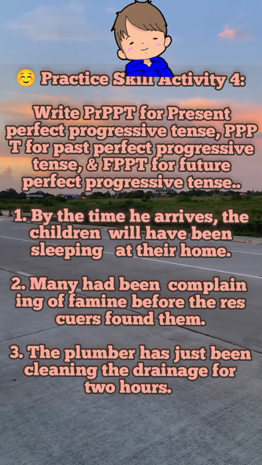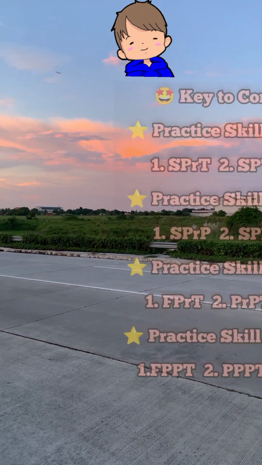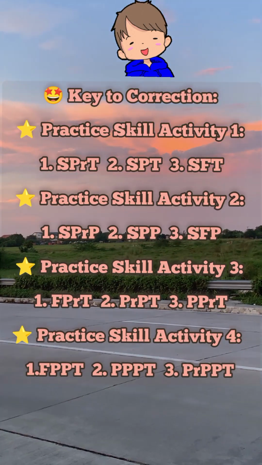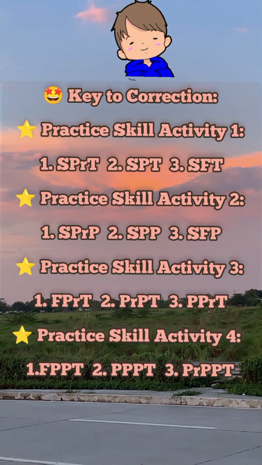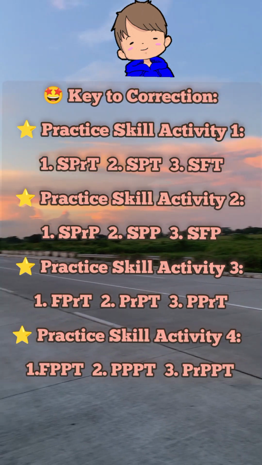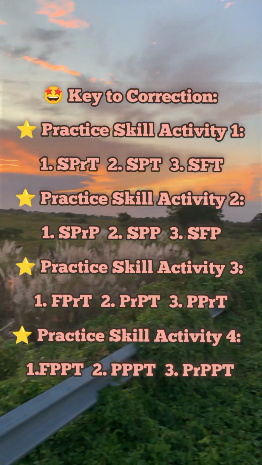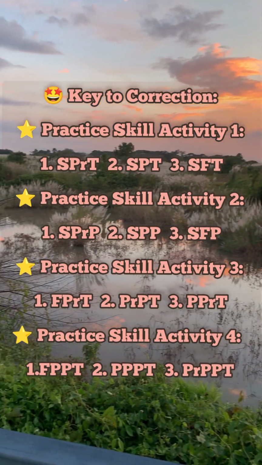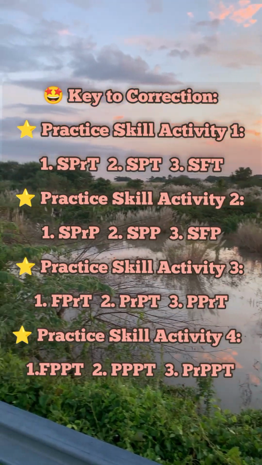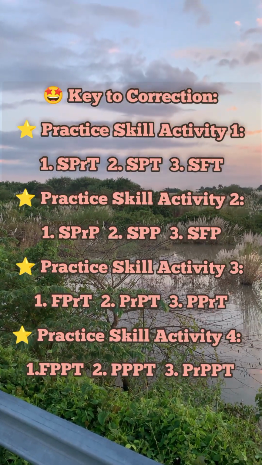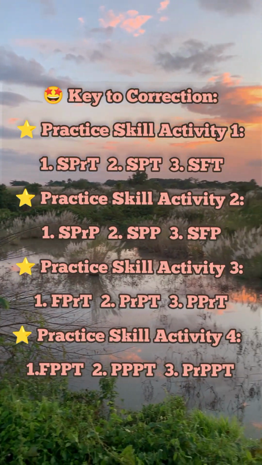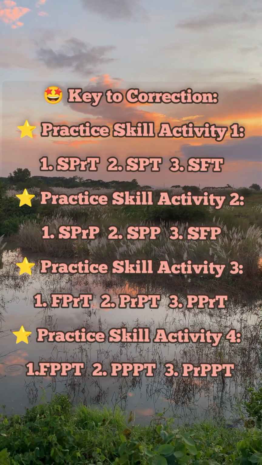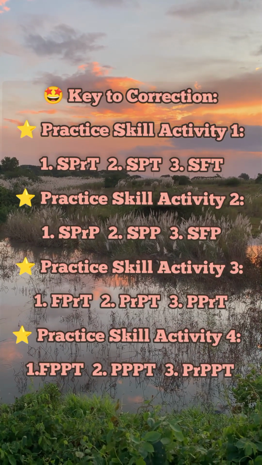So let's check your work. Be honest. For practice skill activity 1, number 1 SPRT, number 2 SPT, number 3 SFT. For practice skill activity number 2, number 1 SPRP, number 2 SPP, number 3 SFP. For practice skill activity number 3, number 1 FPRT, number 2 PRPT, number 3 PPRT. For practice skill activity number 4, number 1 FPPT, number 2 PPPT, and number 3 PRPPT. Were you able to get the correct answers?